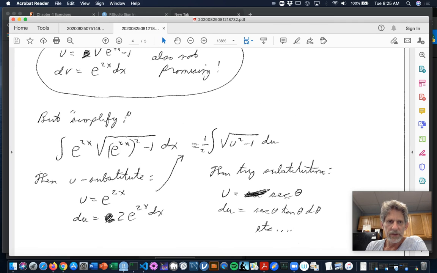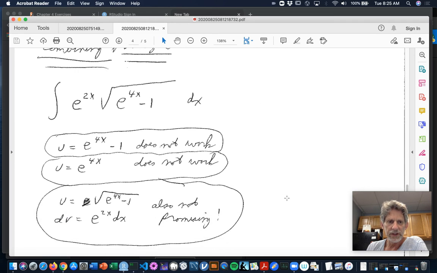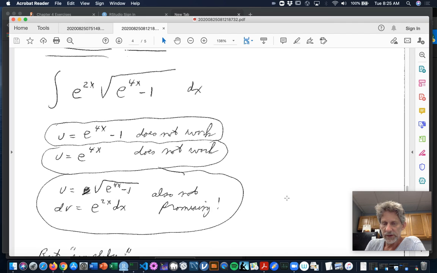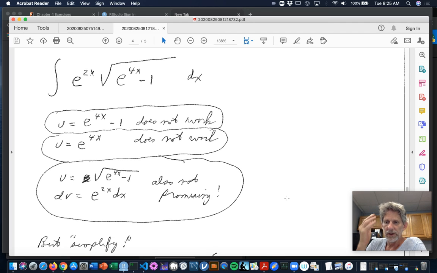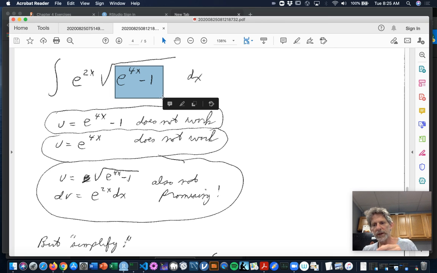So that's an example of combining strategies: an algebra simplification, a u substitution, and then a trig substitution. But the key is that you're thinking ahead to the possibility of the trig substitution. And the only way to be thinking ahead like that is to know your properties of exponents well enough that you can recognize e to the 4x as e to the 2x squared.